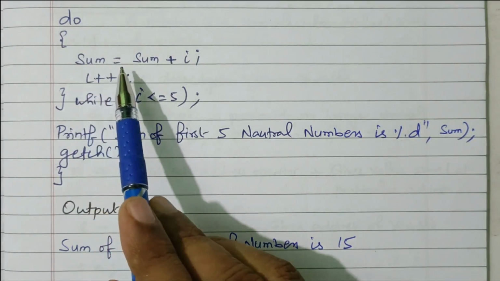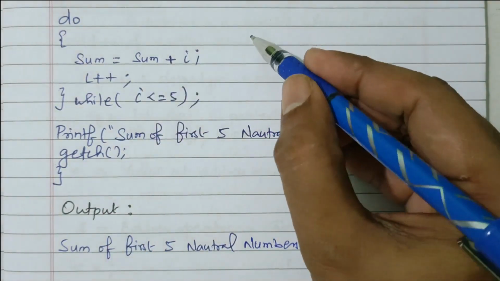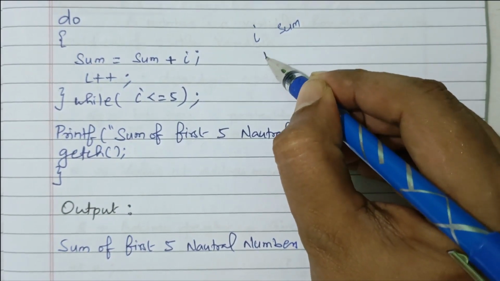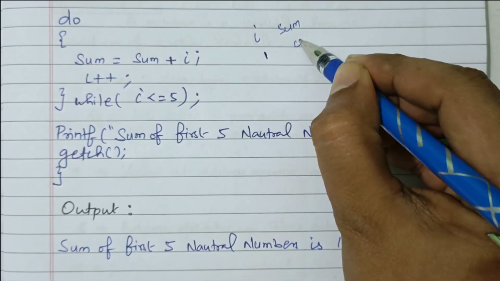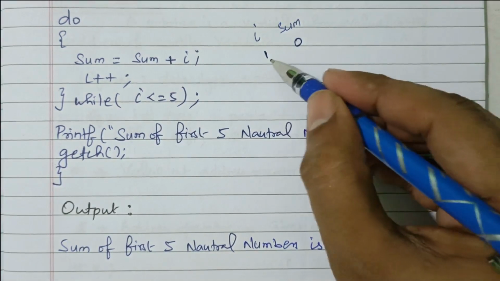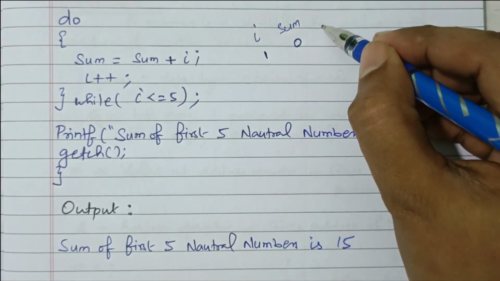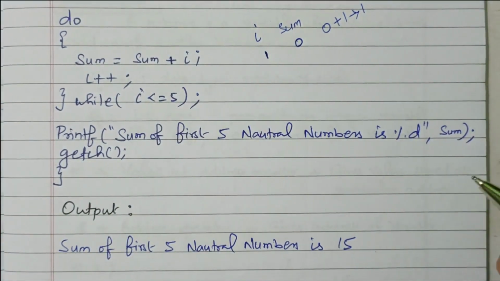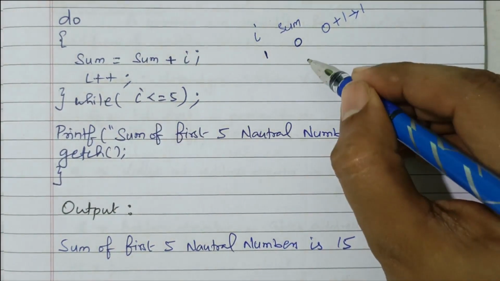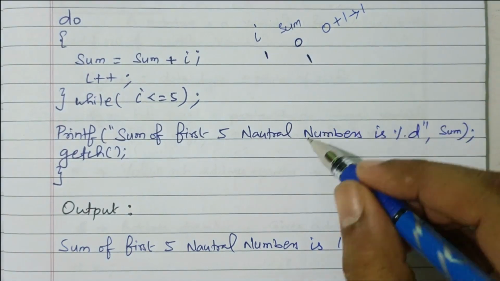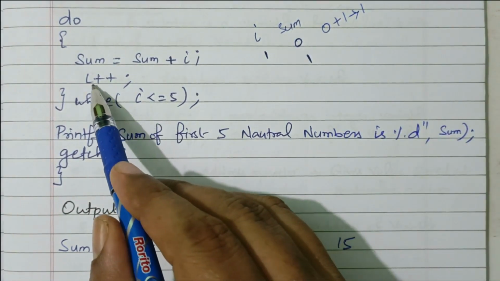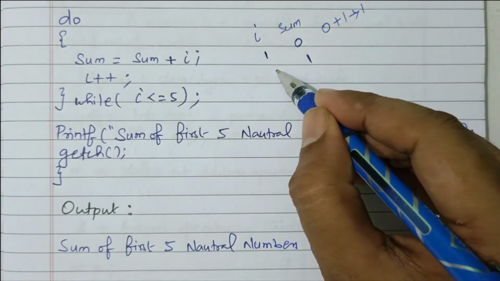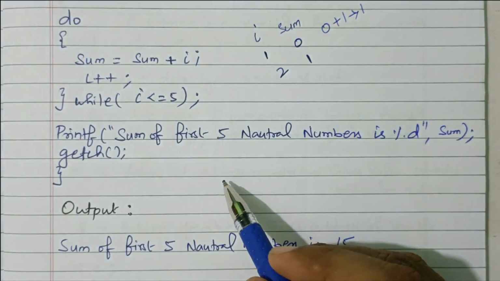What we are doing: sum equal to sum plus I, right? What is the I value? What is the sum value? Initially I value is 1. We declared I value as 1, sum value as 0, right? So sum equal to sum plus I means 0 plus 1, it becomes 1, right? Now the sum value is 1. After that only I is incremented. I is 1, I plus plus means it becomes 2.